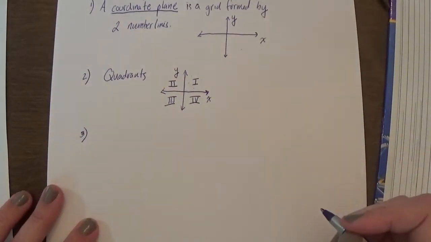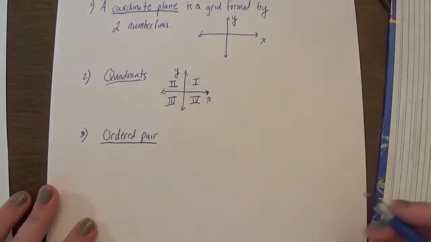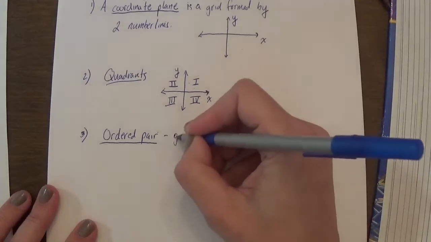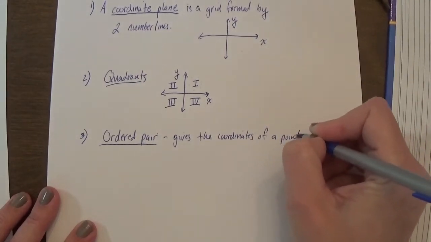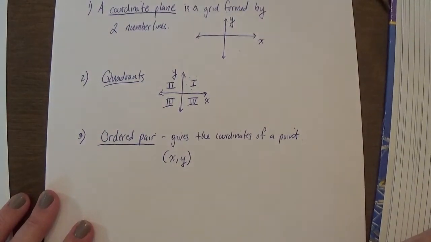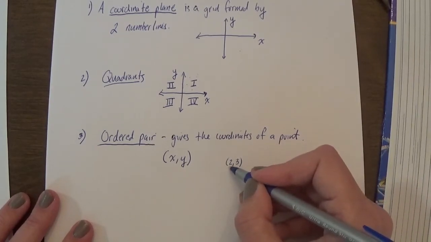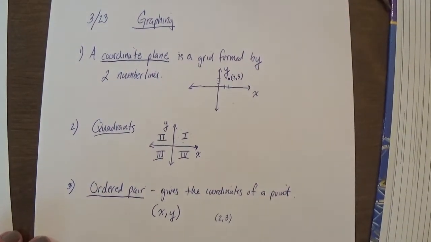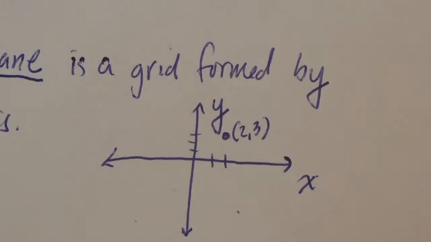All right, the next vocab that we need to know is an ordered pair. Now again, think about how we're naming it. Ordered pair. It's a pair of numbers in a certain order. So it gives the coordinates of a point on the coordinate plane. It's always x and then y. So if I gave you the point 2, 3, you would go over in the x direction 2, then up 3. So it would be 1, 2, 1, 2, 3. This would be the point over here, 2, 3. So can you see what I did there? Let me zoom in. Look at this. Over 2, up 3. That would be the point 2, 3. All right.